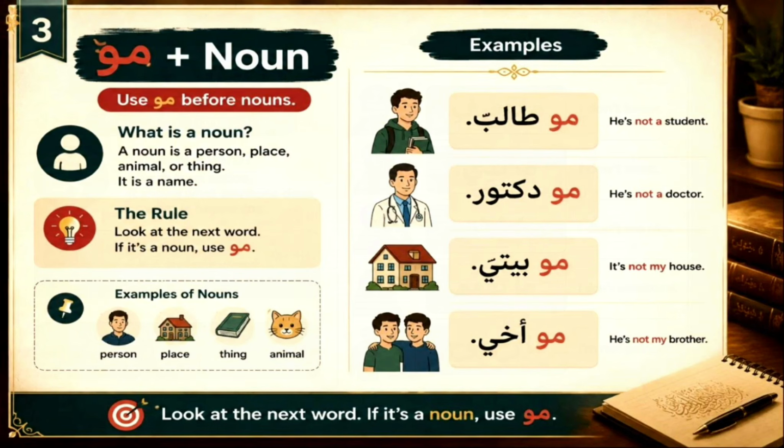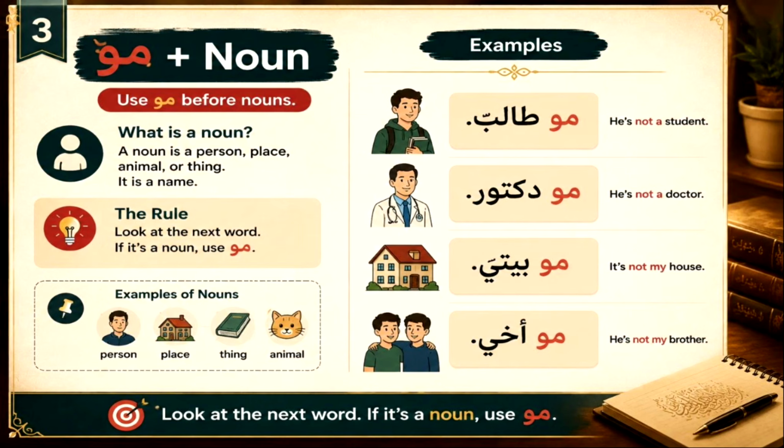Mu is also a negative word, just like ma. It means not, but it isn't used in the same situation. So again, don't memorize the example, focus on the pattern. The word that comes after mu tells you why it's used here. We use mu before nouns and adjectives.